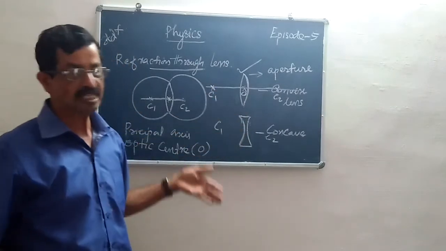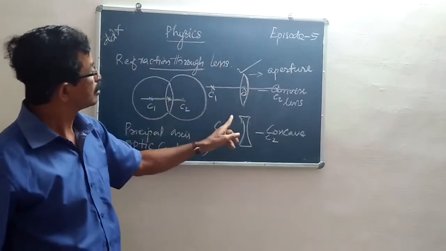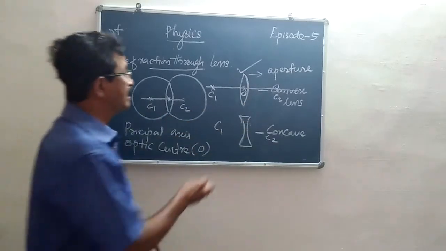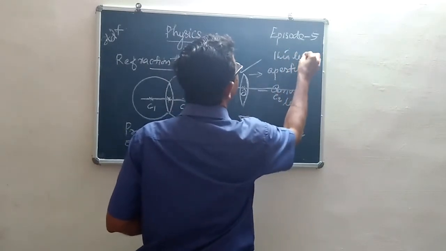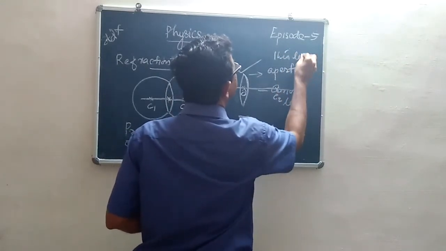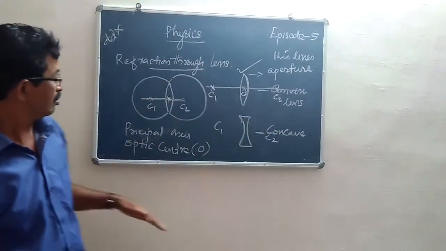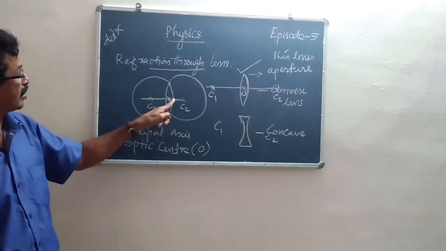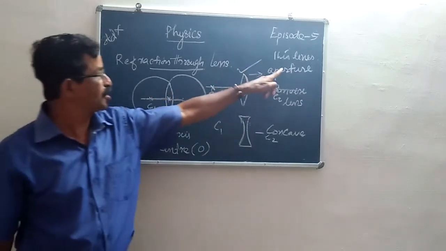Usually we consider lenses of small aperture. Such lenses are called thin lenses. Okay. Now the terms we have covered here are optic center, principal axis, and aperture.